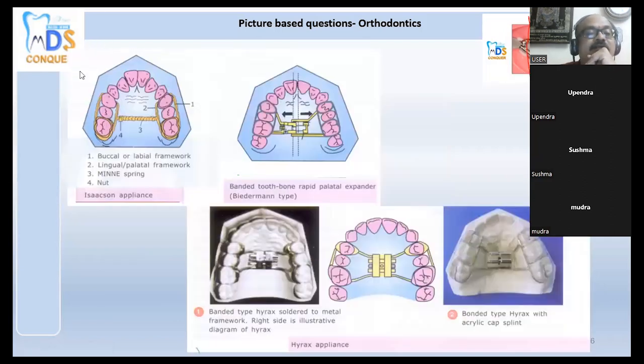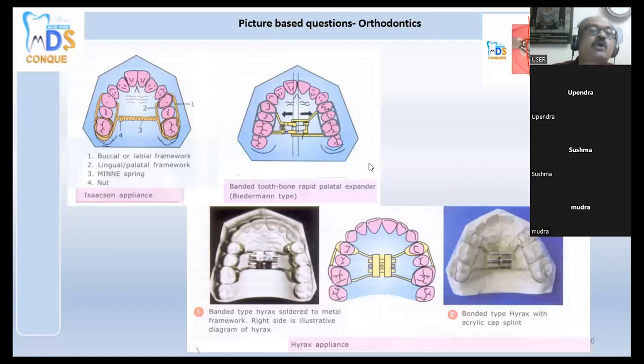So now you can see the difference here. Isaacson is tooth borne. This is the Biederman, banded tooth borne. There is no tissue given here. Here also, it is not touching the palate. If it touches the palate, it becomes tissue borne. See here, the hyrax can be made tissue borne also, if acrylic touches. If it is not touching and simply uses a screw in the middle and takes the support, it is either a Biederman screw or a hyrax screw.